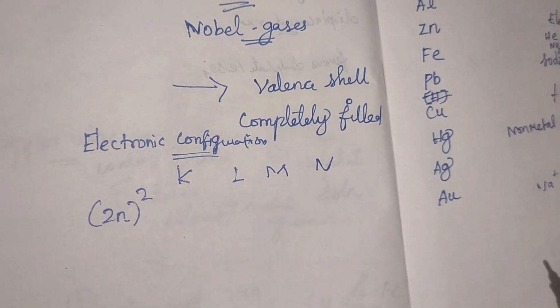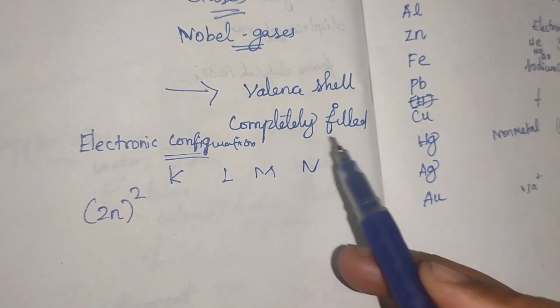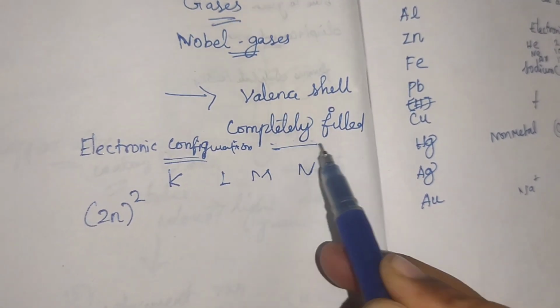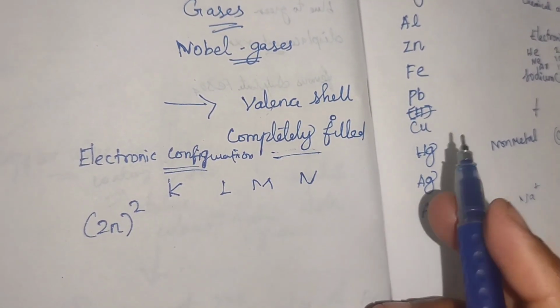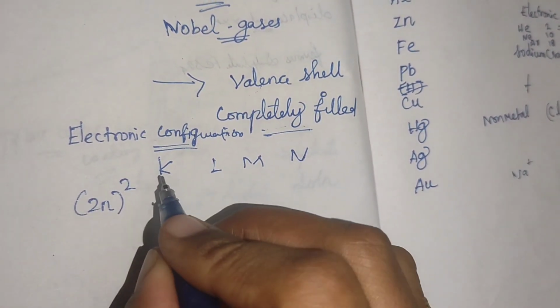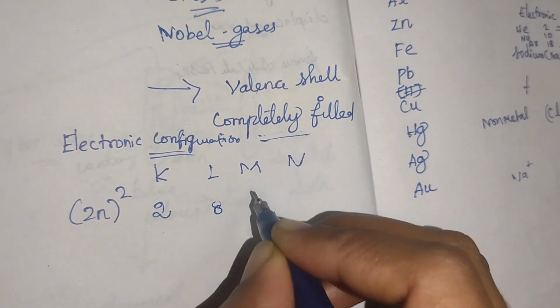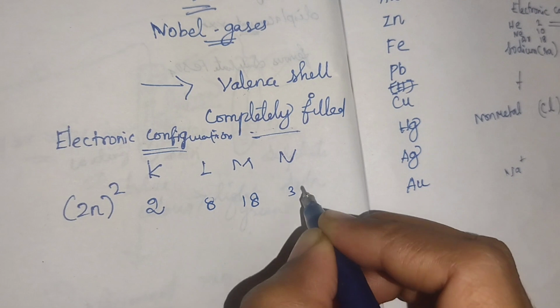Okay. Now here, see, a noble gas should have its outermost shell completely filled, and that is known as noble gases. In the K shell, how many electrons should be present? 2. In the L shell, 8. In the M shell, 18. In the N shell, 32. Like that.